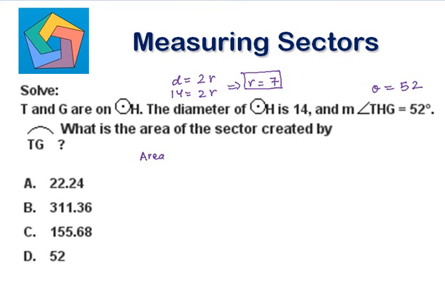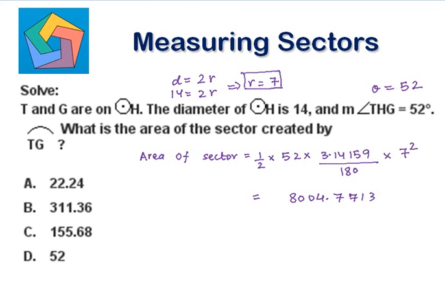So the area of the sector is equal to 1/2 times theta 52 times pi, which is 3.14159, divided by 180 times r, which is 7, so r square is 7 squared. This is equal to 8004.77132 divided by 360, which is 22.24 square units, which is the answer in the A part.